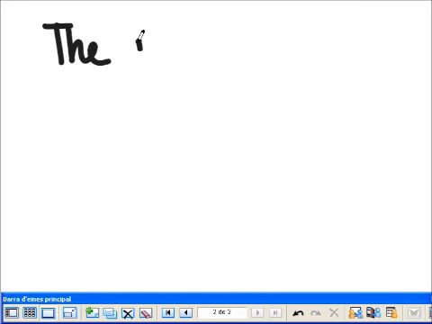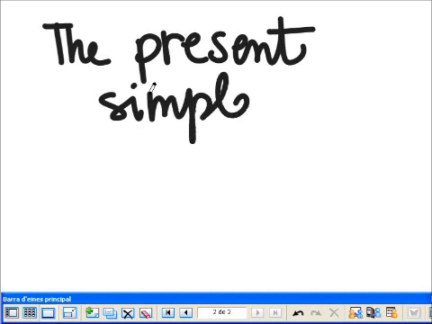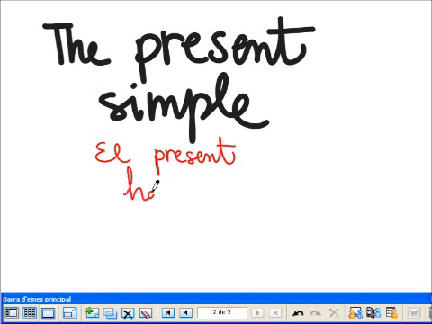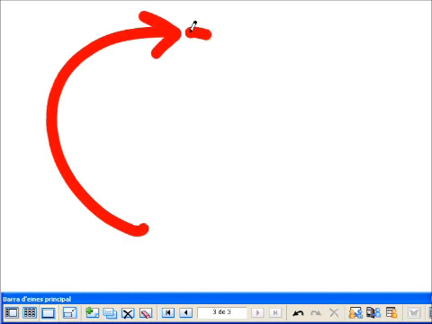Okay, hello. And today we're going to speak about the present simple, or the present habitual. The present simple or present habitual in Catalan. Remember that we call it the present habitual because it is used to talk about habits and routines. This is the symbol that we're going to use for habits and routines.